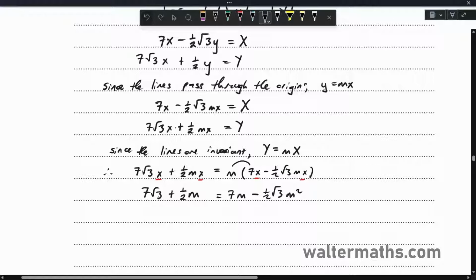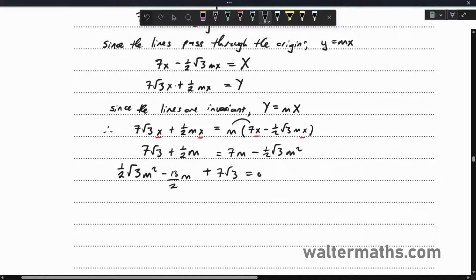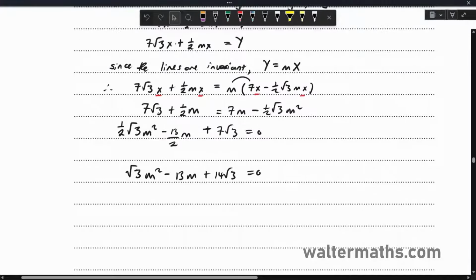So we're going to rearrange. So we have half root 3 of m squared, and half minus 7, that's minus 13 over 2, so we have minus 13 over 2 of m, plus 7 root 3 equal to 0. I'm going to multiply both sides by 2, so we have root 3 m squared minus 13m plus 14 root 3 equal to 0. For this equation, we're going to solve it, making use of the quadratic formula.